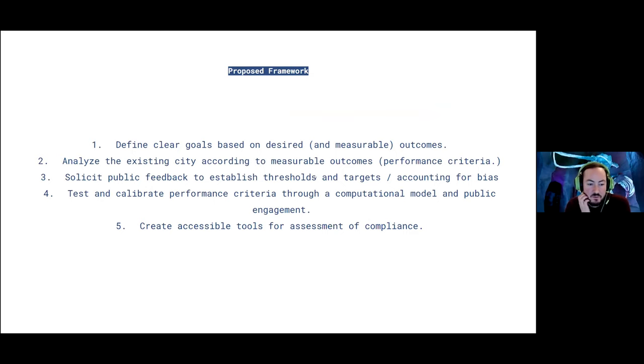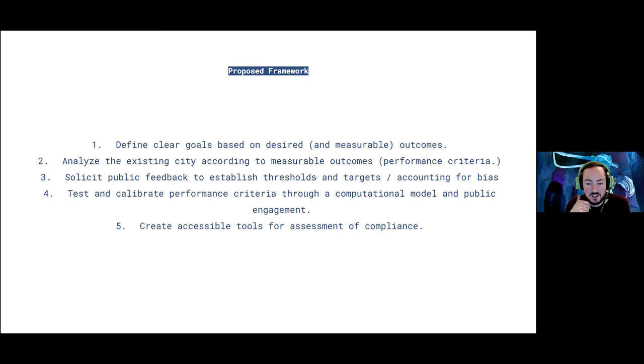So the proposed framework is defining clear goals based on desired and measurable outcomes. Similar to computational design models, analyzing the existing city according to those performance criteria, but as part of this process, soliciting public feedback to establish thresholds and targets. And that's also a way of accounting for bias.